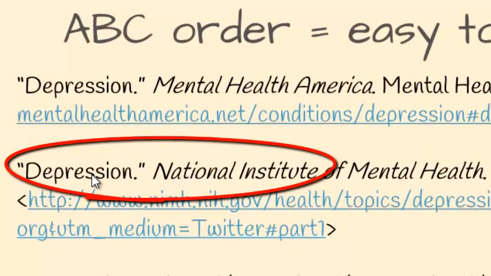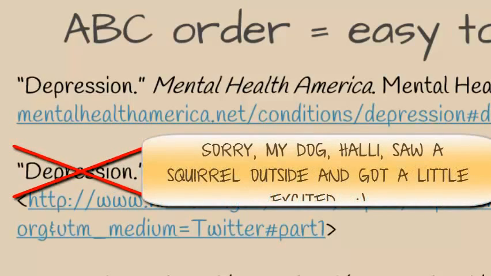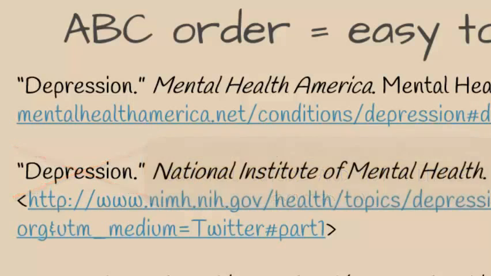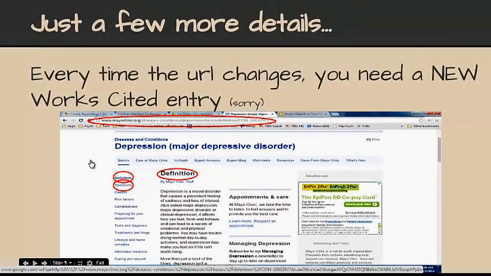What I find a lot of students doing to show me the difference between the 2 sources is they just skip depression and they just put in National Institute of Mental Health, or they put in the publisher or whatever, and that is incorrect, and you're going to be marked down for that. You always want to start at the beginning. Again, because I want to find that source, and the easiest way to find it is through your alphabetized works cited page.